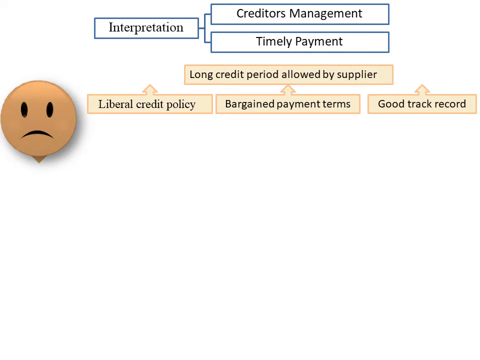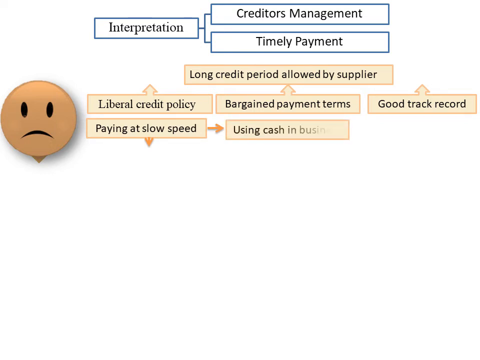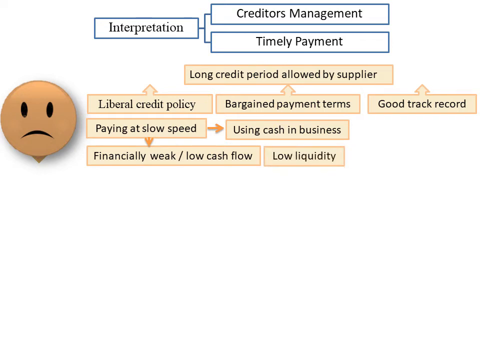It also indicates that the firm is paying its suppliers at slow speed because it is using more cash in business, or the firm may be financially weak and facing a problem of cash flow. This shows low liquidity position of a firm. Therefore, such firms will not be able to get goods on credit in future. A low ratio also shows that the majority of purchase is done on credit basis, resulting in less working capital.